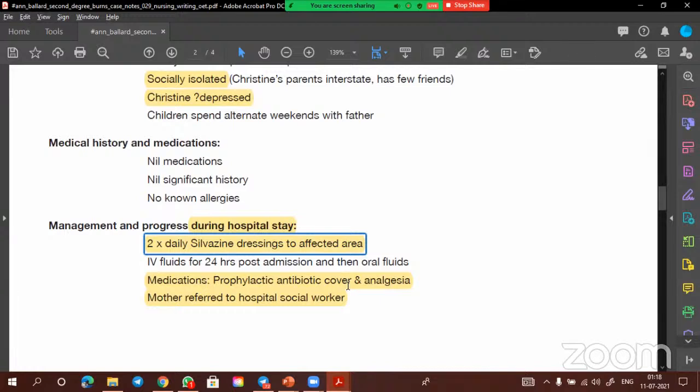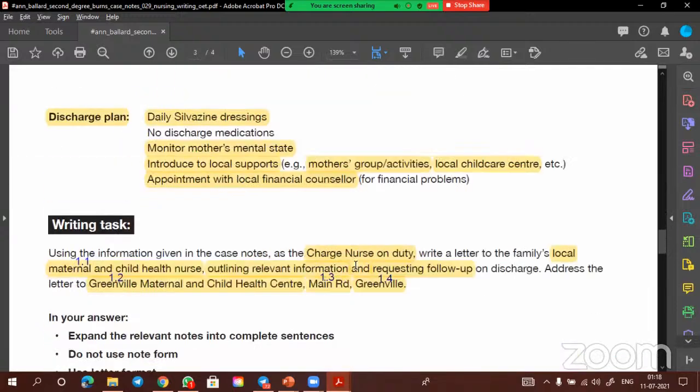And medications were there. So prophylactic antibiotic cover and analgesia were given, which are not required in the future. So that's why they are not mentioned here. No discharge medications. So this you have to change and write: no other discharge medications are necessary. Already we wrote required, so you have to change its style. No other medications are required, because the word discharge is already mentioned. So no other medications are required other than the daily silversine dressings.